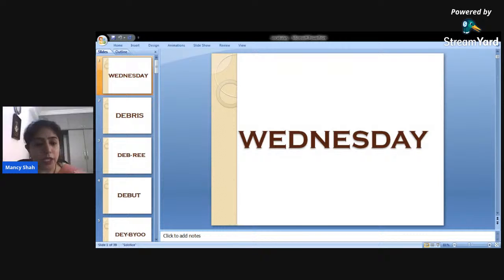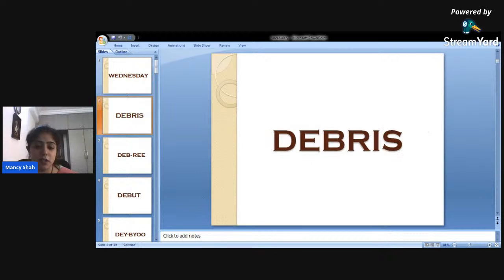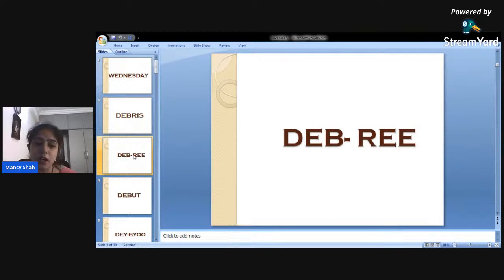The third day of the week. Usually we say Wednesday, but actually it is Wednesday. The D is silent here. Wednesday. Now this is, what would you think it is? Yes, debris, right? But it is not so. It is debris. Debris.